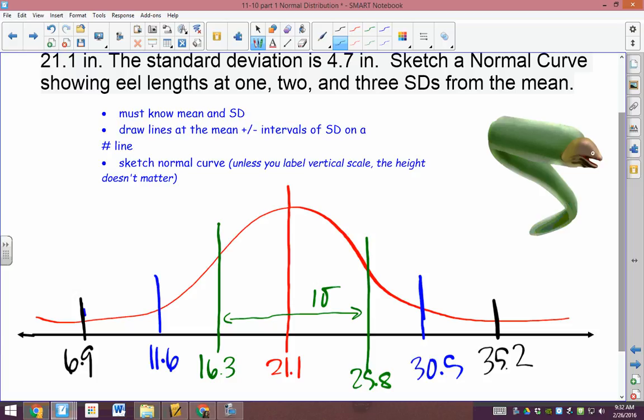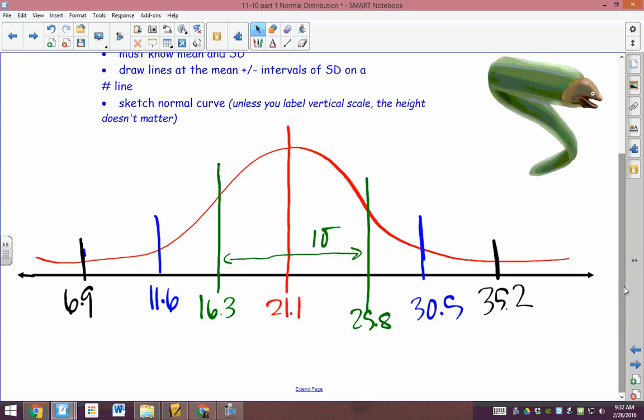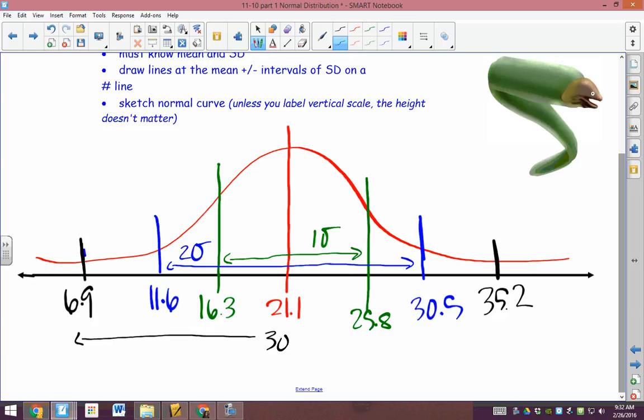Okay, so this is our practice for part 1, just getting things labeled. And then as we go on into part 2, what we'll do is start applying those memorized percentages to make some predictions and probability about the data. So I'm just marking 2 standard deviations, and this whole thing is 3 standard deviations. All right, looks great. It's not so bad.